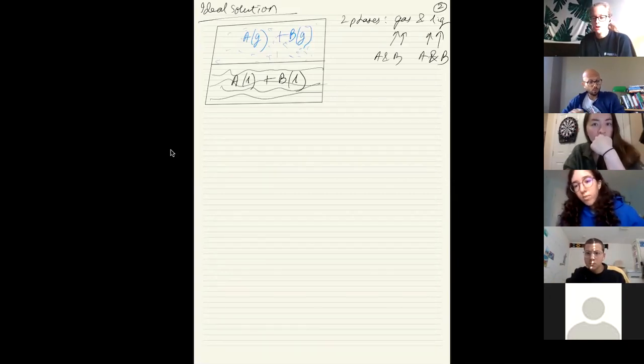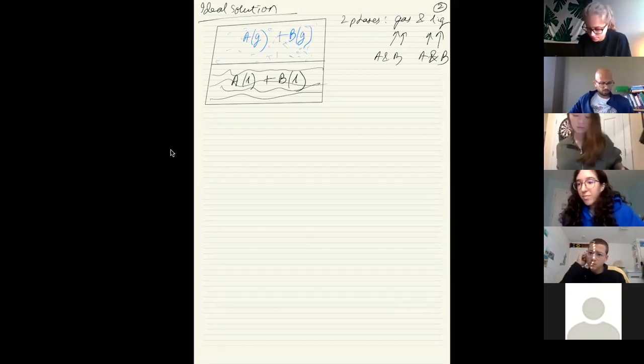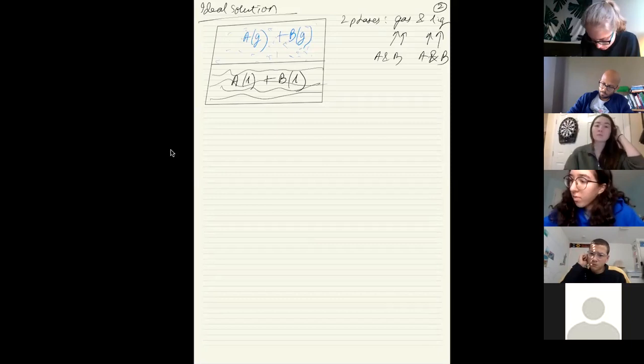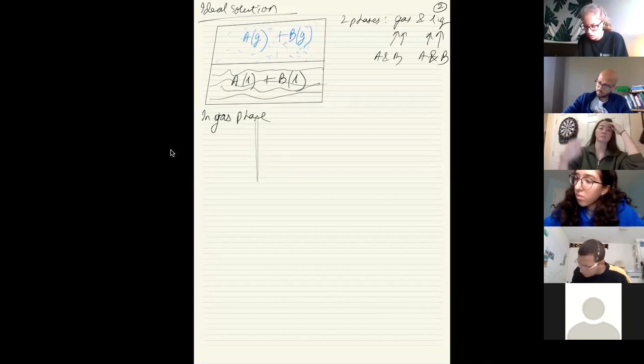Atkins even had a typo in this part, I think. I will tell you where the typo is. And let's work through it carefully. So in vapor or in gaseous form, in gas phase, I will use gas and vapor interchangeably.